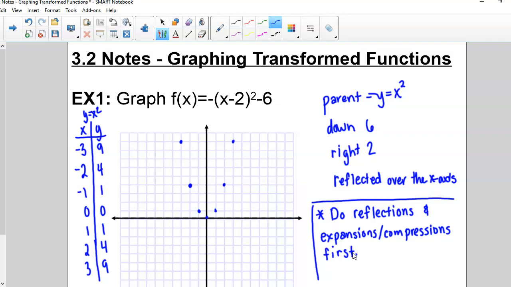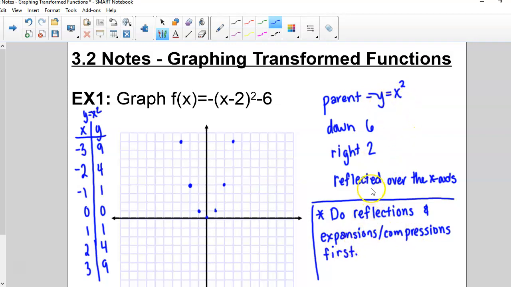So we do not want to move this down 6 and then reflect it because it would look a lot different than what it's supposed to be. It's kind of like order of operations. Reflections and expansions and compressions are always multiplied. And in order of operations, you have to multiply before you add or subtract.